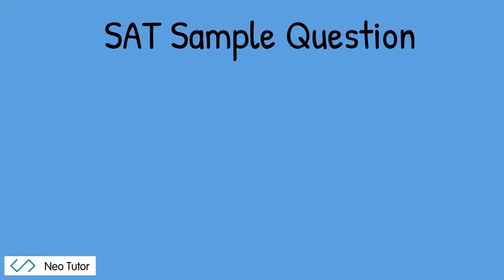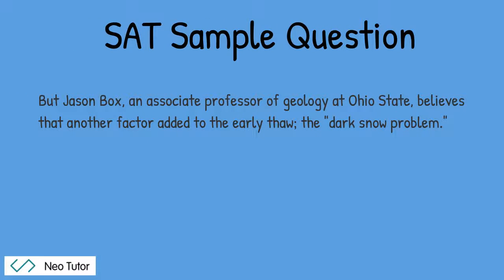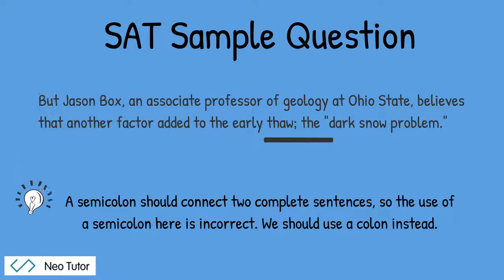Let's look at a sample SAT question. "Jason Box, an associate professor of geology at Ohio State, believes that another factor added to the early thaw; the dark snow problem." A semicolon should connect two complete sentences, but in this example, we have a complete sentence only on the first side. Therefore, we know that we should be using a colon instead of a semicolon.